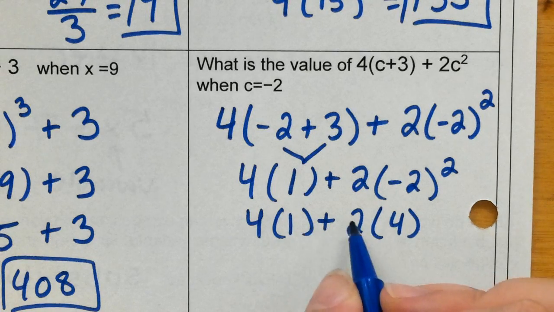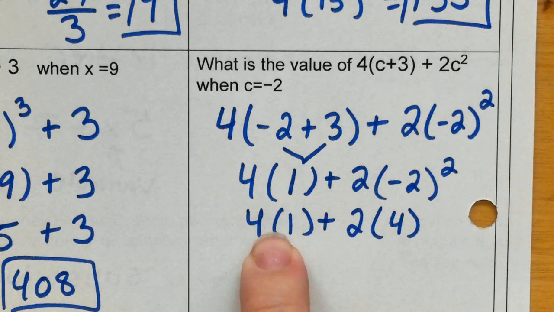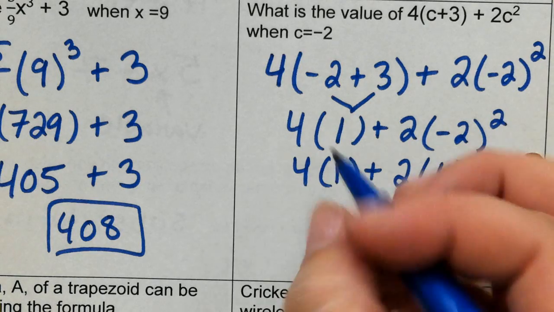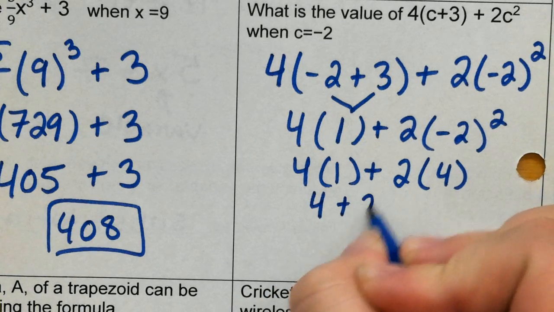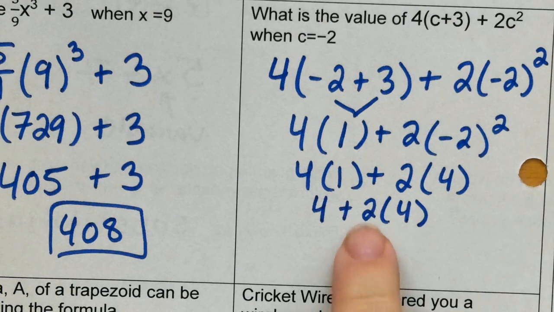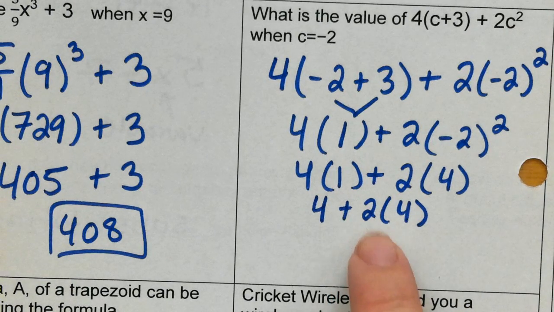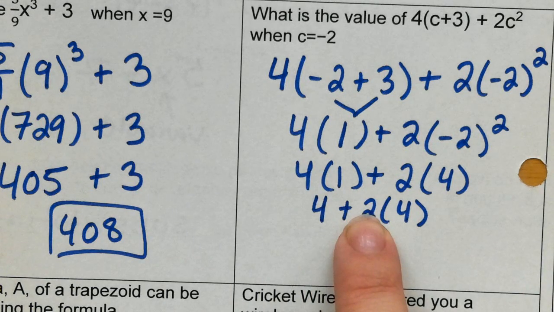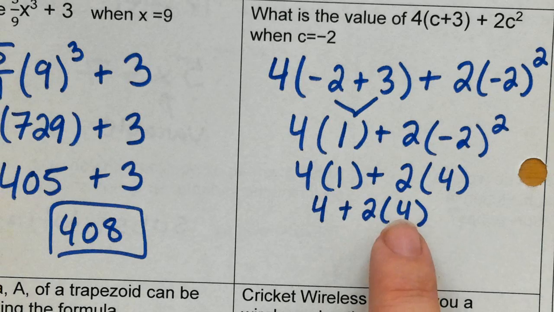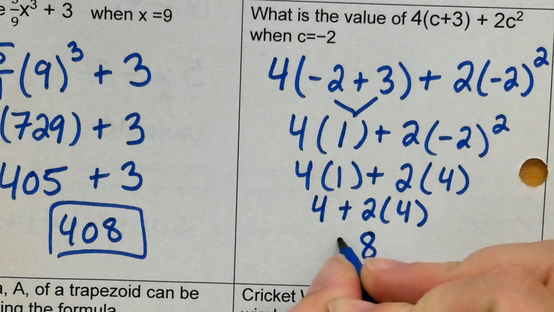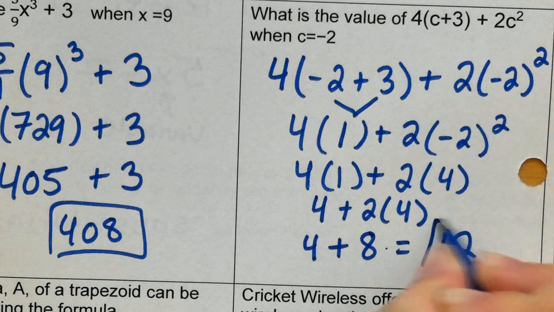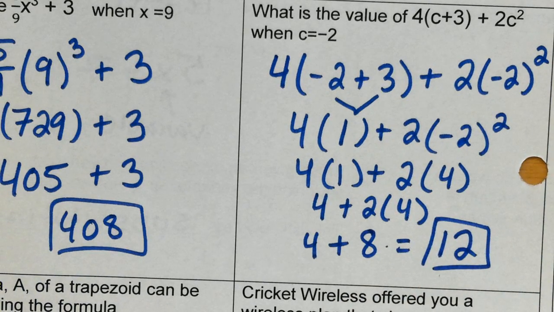4 times 1 plus 2 times 4. We do have multiplication here and addition. Multiplication, if you remember, is what's going to come first. So 4 times 1 is 4. And then if you look here, this is still multiplication. So we're not going to do 4 plus 2. First we have to do 2 times 4. And that is 8. Now we can do 4 plus 8 to get 12. And that's our final answer.